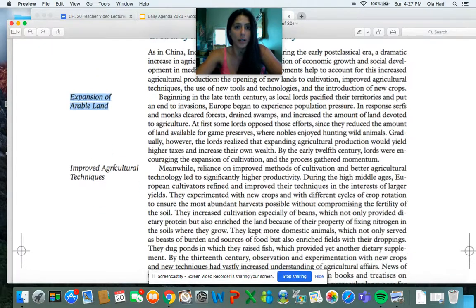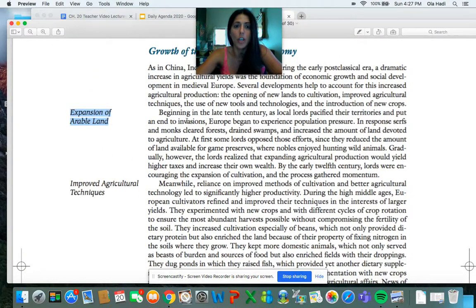One cause is the expansion of arable land, or land that you can farm. So beginning in the late 10th century, or 900s, we see local lords using what we used to call feudalism. We see them pacifying, or creating peace within their lands, and there's an end to these invasions. And because of that, there's more people alive. Since there's more people alive, we see population pressure.